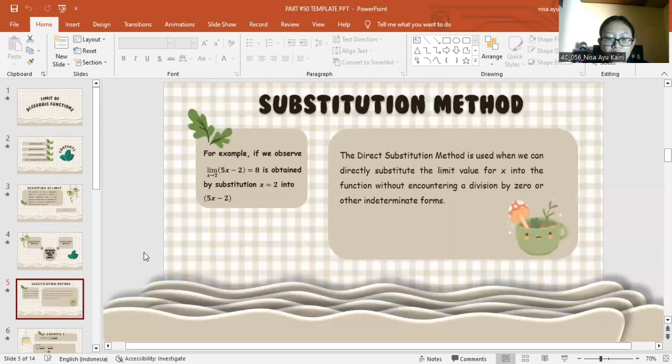Okay, the direct substitution method is used when we can directly substitute the limit value for x into the function without encountering a division by zero or other indeterminate forms. For example, the limit as x approaches 2 of 5x minus 2 is obtained by substituting x equals 2 into 5x minus 2.